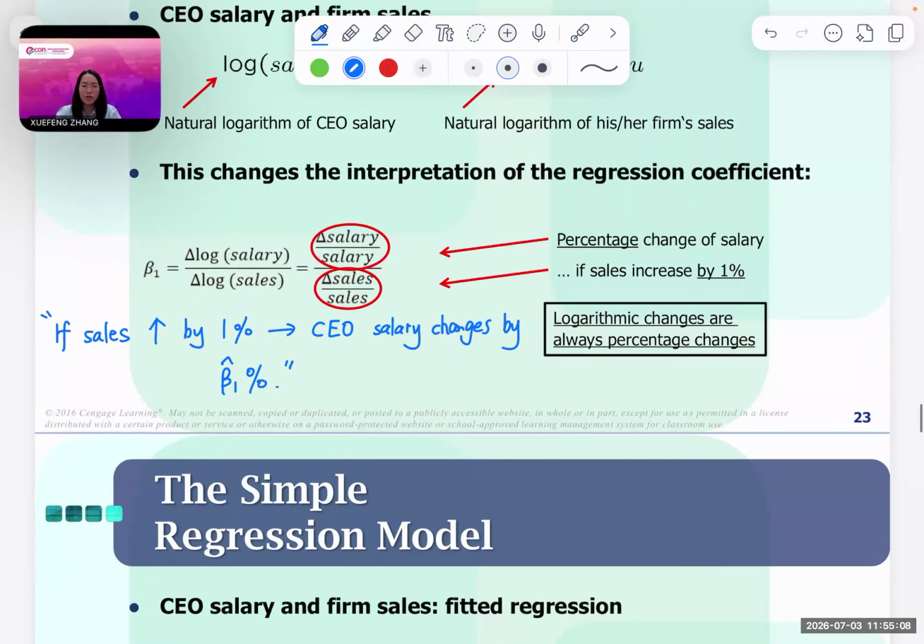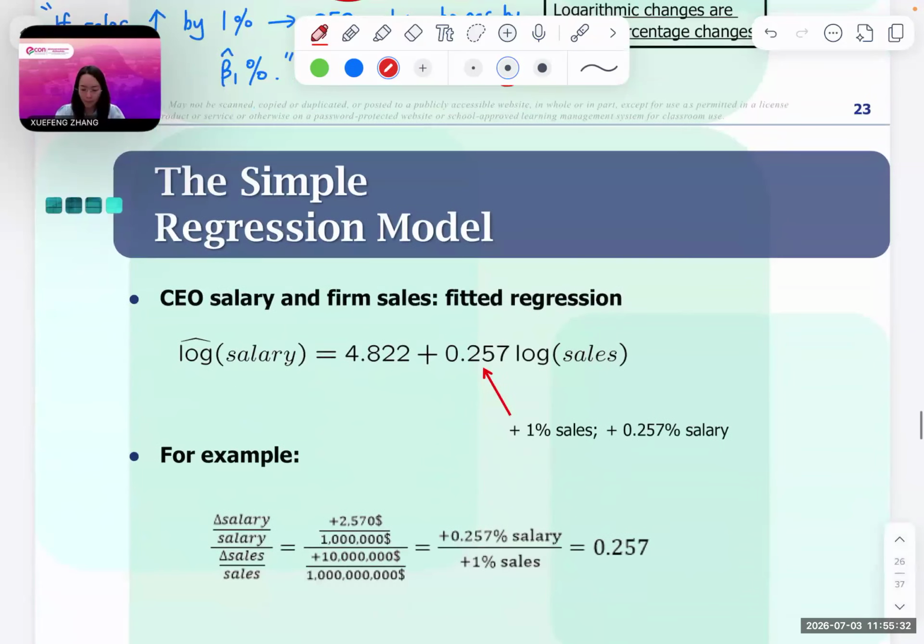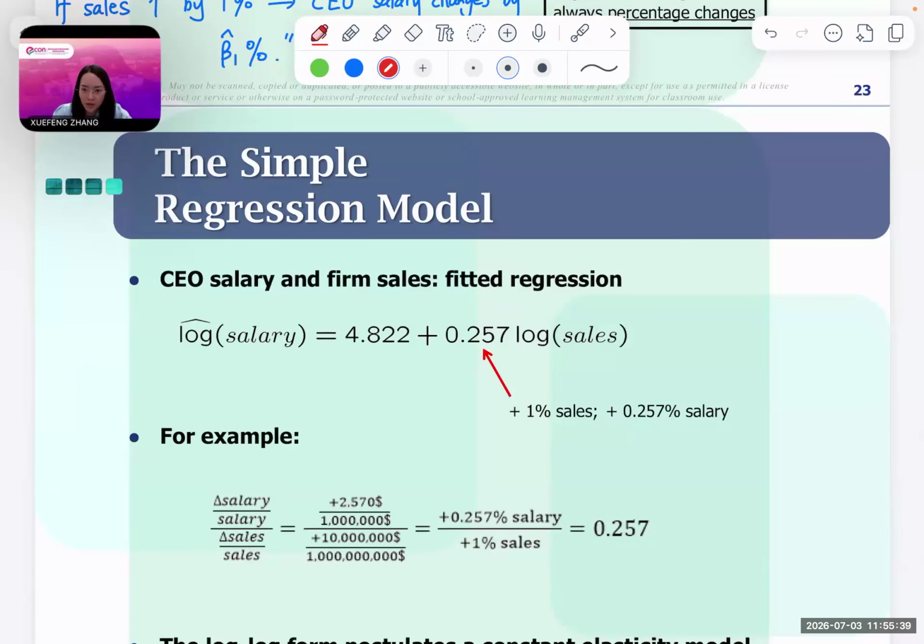And this is also called what? You learned this one from microeconomics. This is also called elasticity, right? This is also called elasticity. Okay, so let's see the example here. We're gonna put real numbers into the log model.